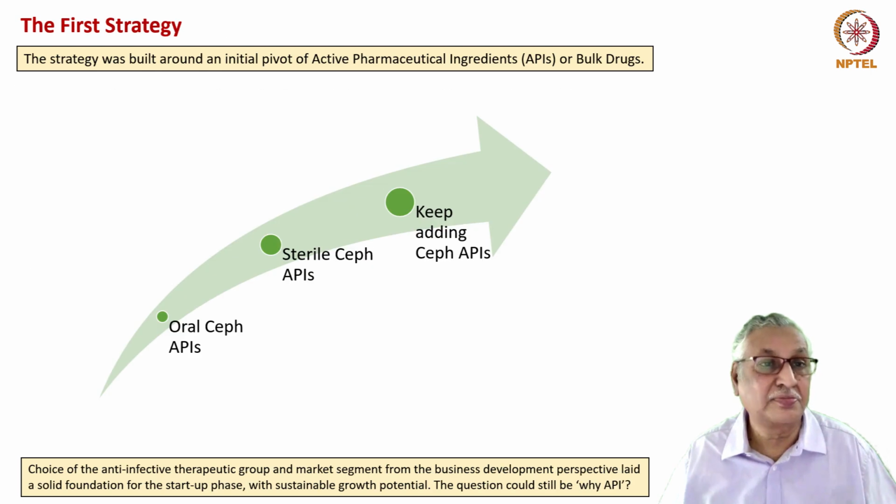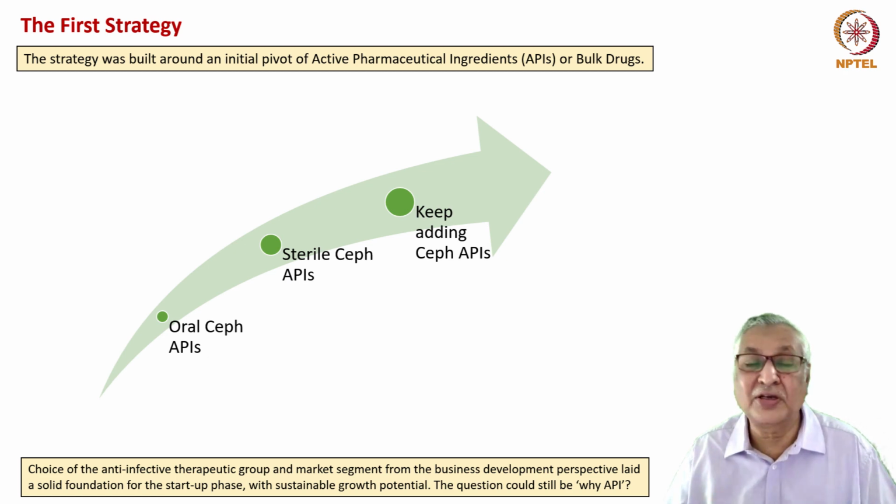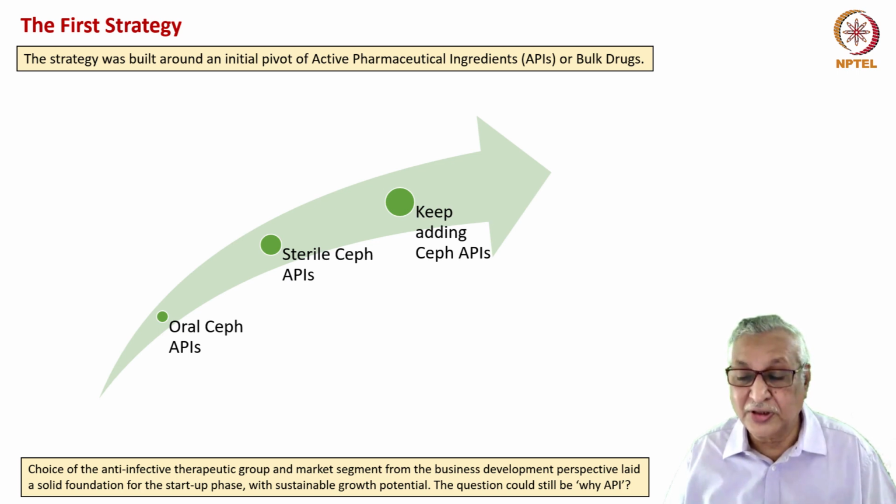judgment. So the first strategy was built around an initial pivot of active pharmaceutical ingredients called APIs or bulk drugs. Oral cephalosporin APIs to start with, simplest to manufacture, then leading on to the sterile APIs, and then keep adding more cephalosporin APIs. Choice of the anti-infective therapeutic group and the market segment from the business development perspective laid a solid foundation for the startup phase with sustainable growth potential.